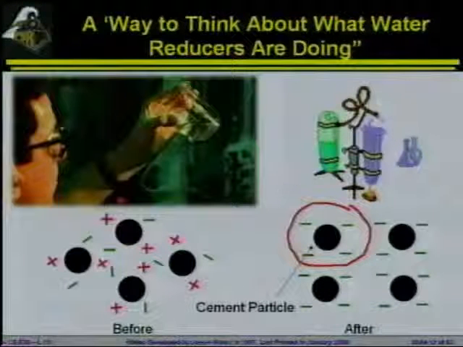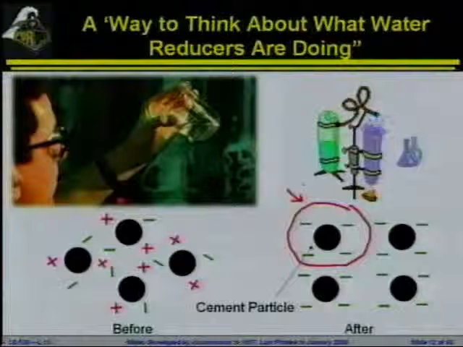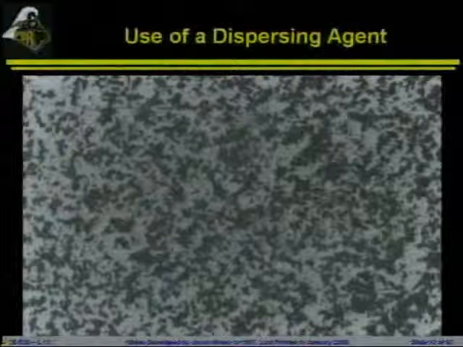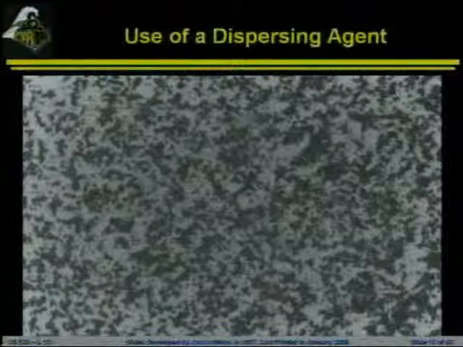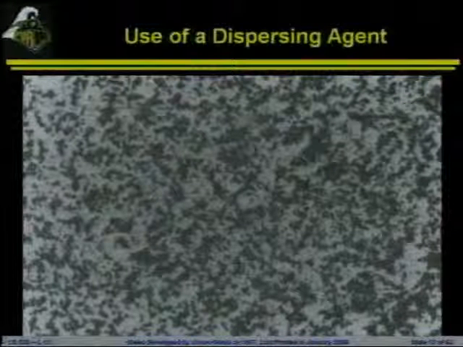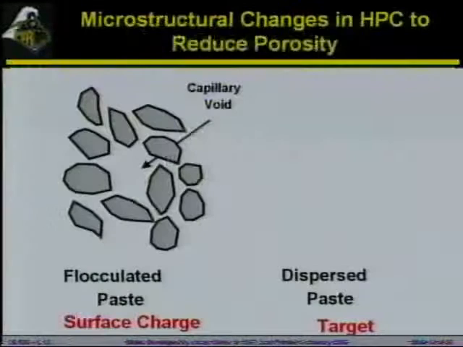Now we'll talk a little bit more when we start to talk about SCC, about different types of water reducers that might be out there, but the basic general concept is that this is a dispersing agent or dispersive admixture, which is going to help to disperse the particles from one another.